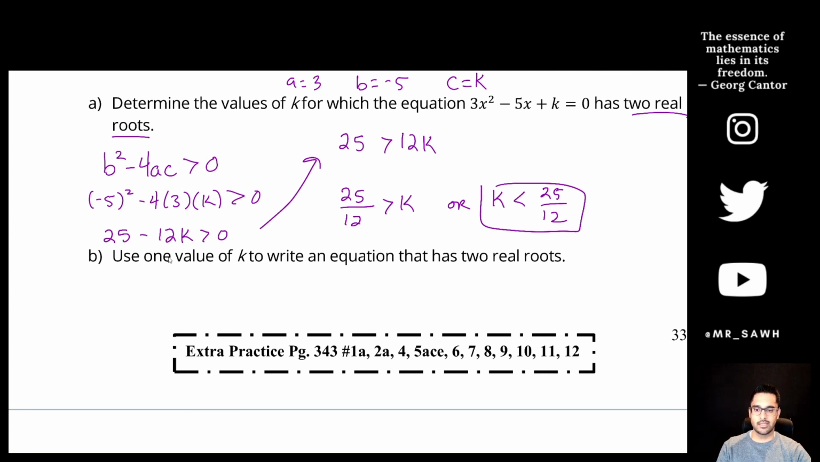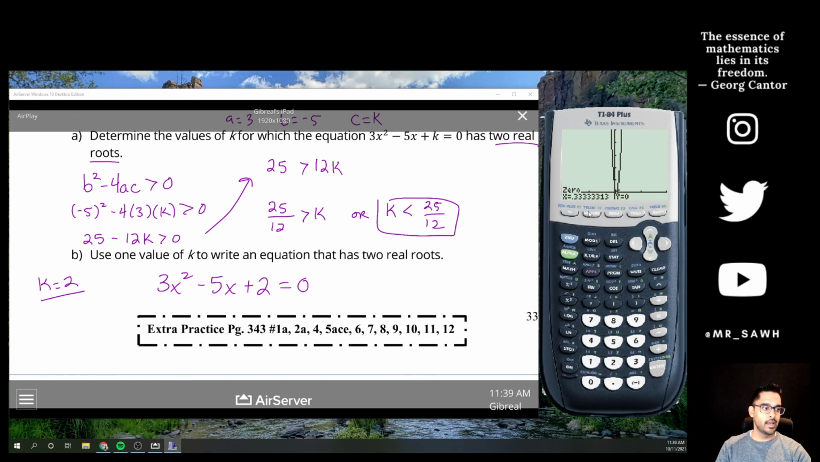And if you just test this out, use one value of k to make an equation, well, 25 over 12 is a number that's just bigger than 2. So let's let k equal 2. So if I do 3x squared minus 5x plus 2 equal to 0, I know I'm going to have two roots to this, and I can check, right?